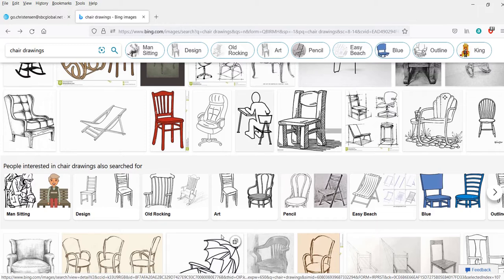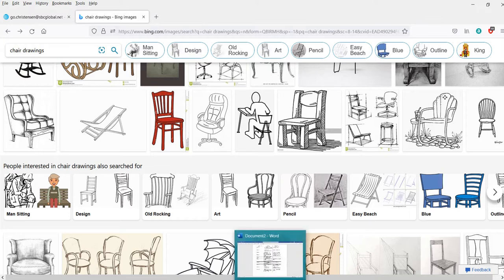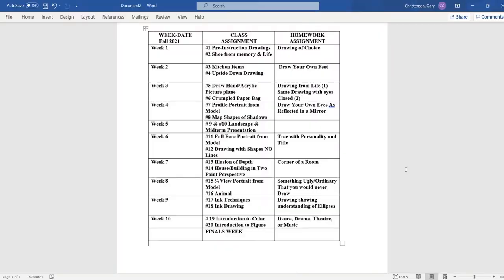These are just for me to get an idea where your skill level is, and maybe we can use these as a reference later to see how you've improved. Okay, so those are the 3 drawings: a hand, a head, and a chair. Write it down, because I didn't put it here. First assignment, pre-instruction drawings: hand, head, and a chair. Okay, and that's all it is.